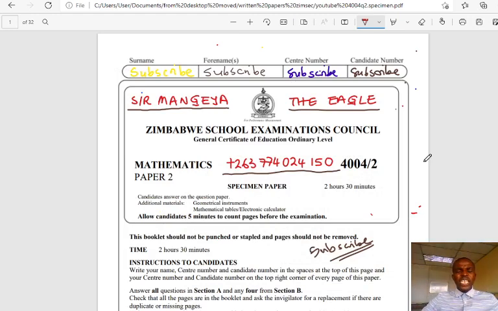Right. So this one is a specimen paper for ZIMSEC O level Maths Paper 2.